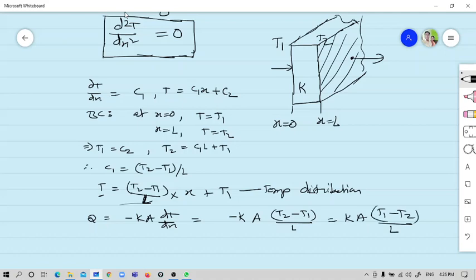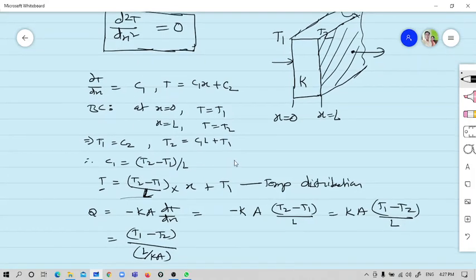Okay. So I can still reorganize this and it can be written as T1 minus T2 divided by this. I can write it as L upon KA. Okay. Now there is some particular reason why I've written it like this. Okay. Now this equation, isn't it?